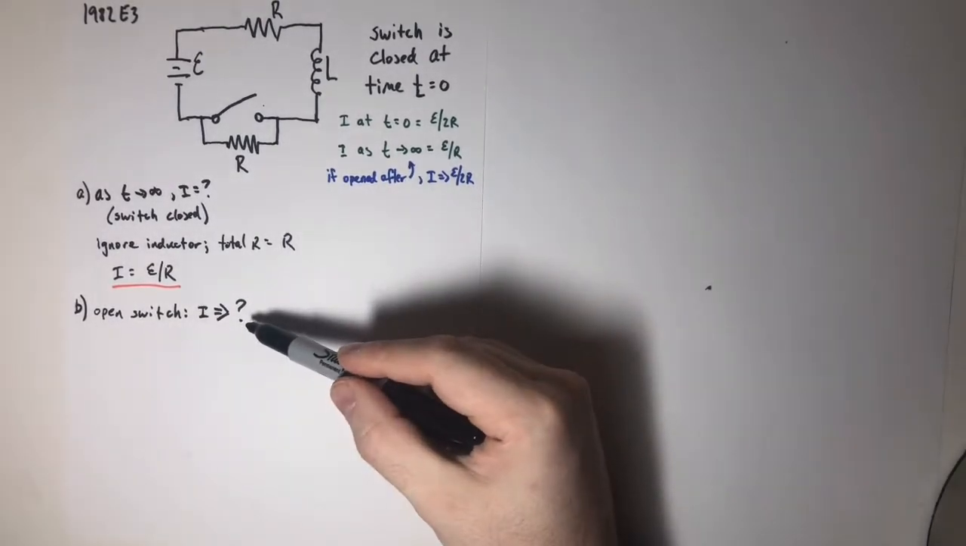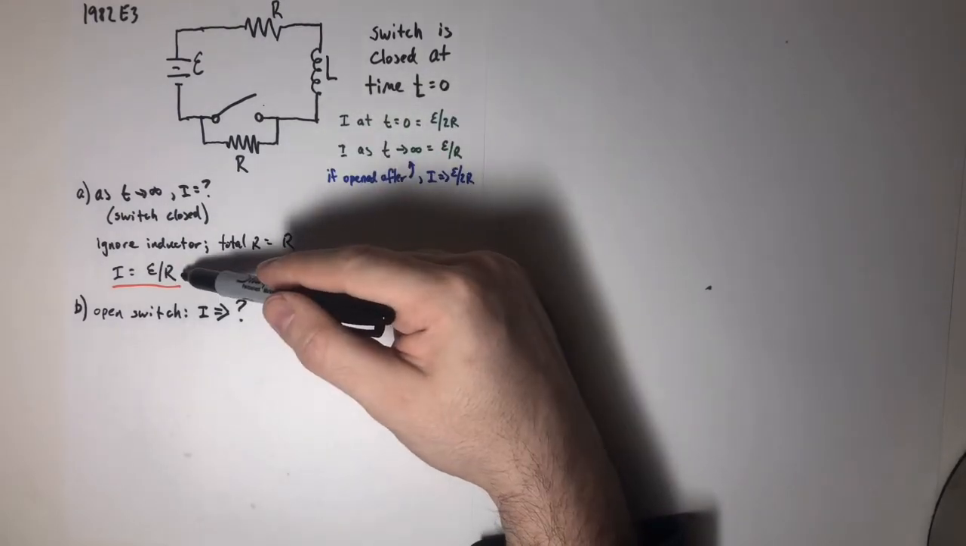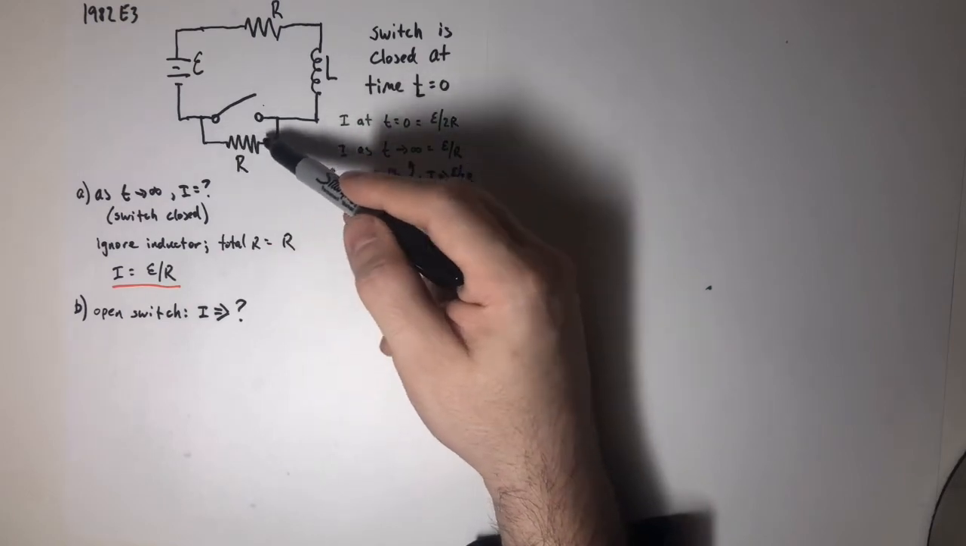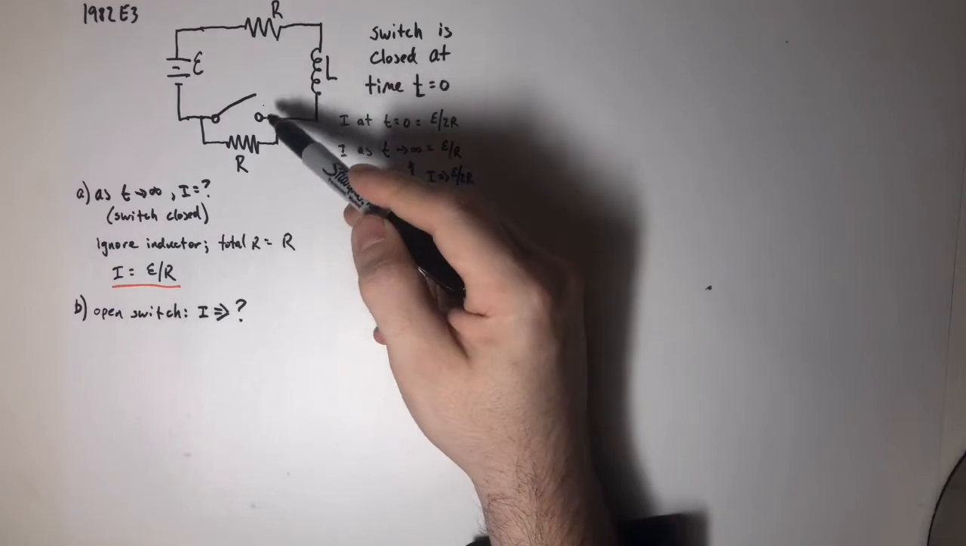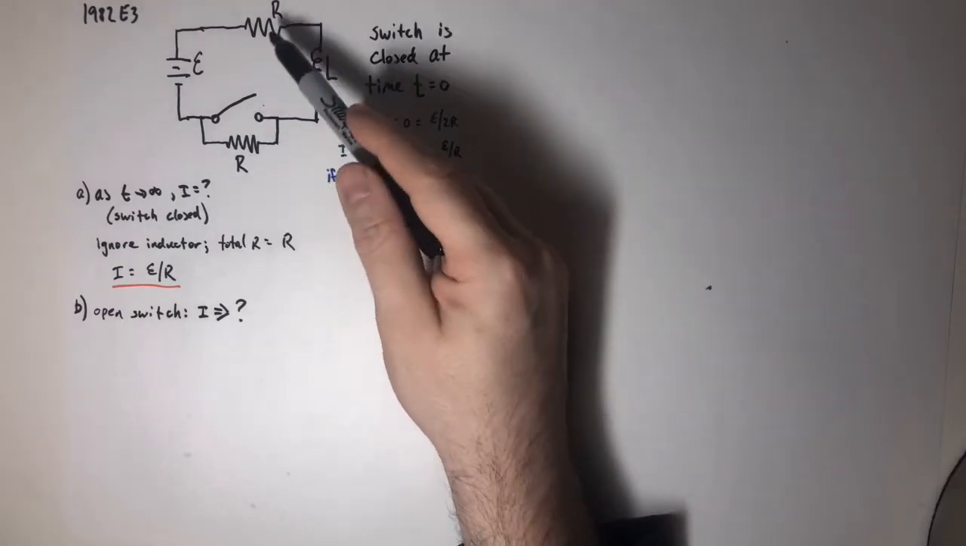And sure enough, again, after the switch has been opened with this steady state current flowing for a while, now you have this R being included in the circuit. So after a long period of time, the new equilibrium state, the new steady state, will again ignore the inductor but have two resistors.